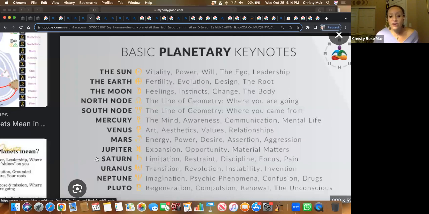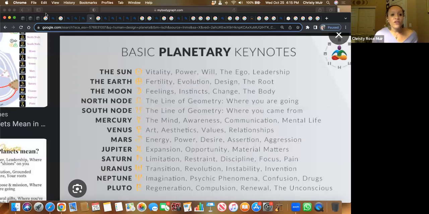Saturn is about limitation, restraint, discipline, focus, and it also tends to be where we experience pain in our lives, at least until we learn the lessons of Saturn. Uranus is about transition, revolution, instability, invention. It's also about unusualness. Neptune will show you where imagination, psychic phenomena, confusion, also illusions, drugs, and what's not mentioned here, spirituality, is also indicated by where Neptune is activated in your body graph. And then Pluto is about regeneration, compulsion, renewal, the unconscious. It's also about death and transformation.